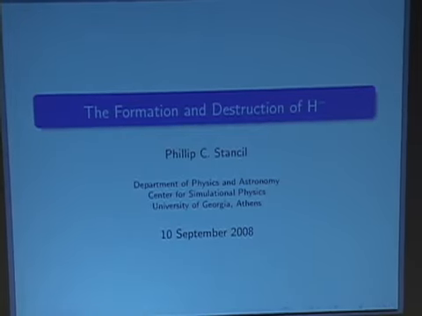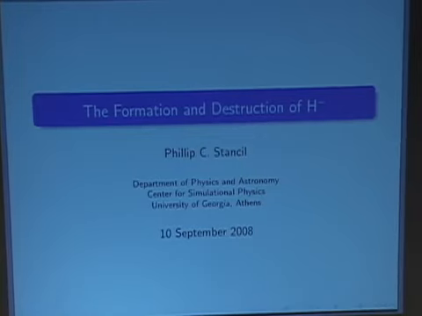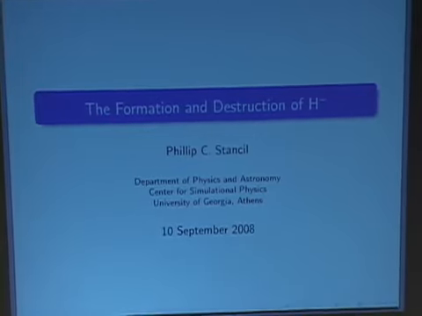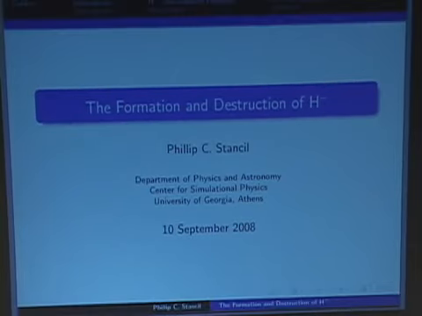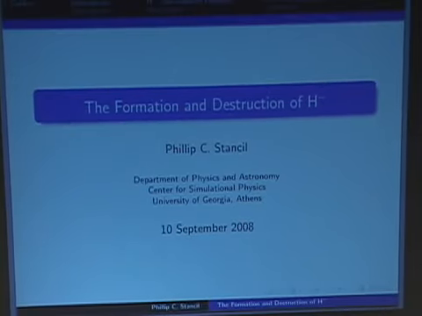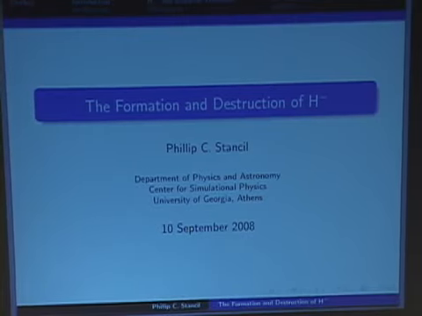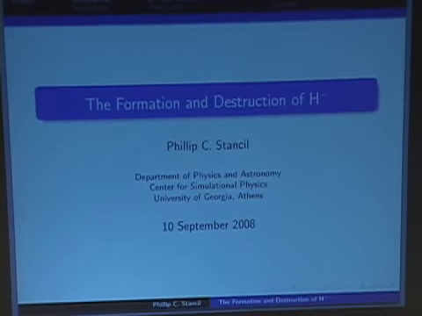Okay. All right, so I'm going to focus on the formation and destruction of H-, which is actually a little project that Alex proposed, I'm embarrassed to say, 10 years ago. We started looking at it, and I've not really finished it, and I thought that I would discuss this as a motivation so I can get this done.